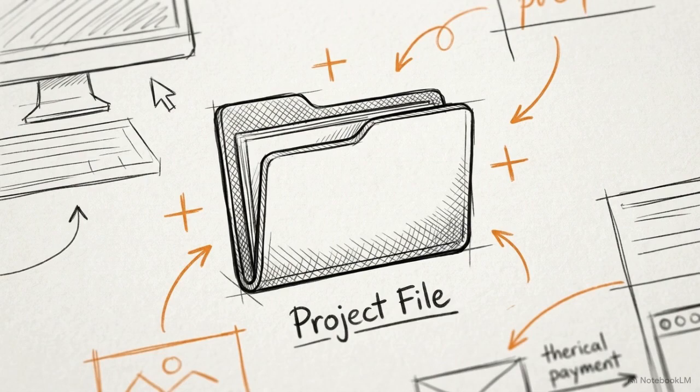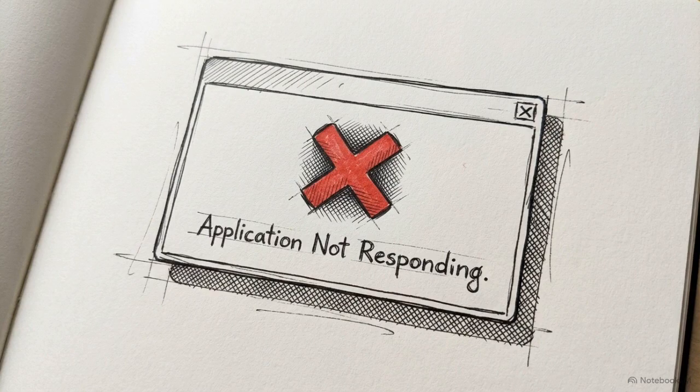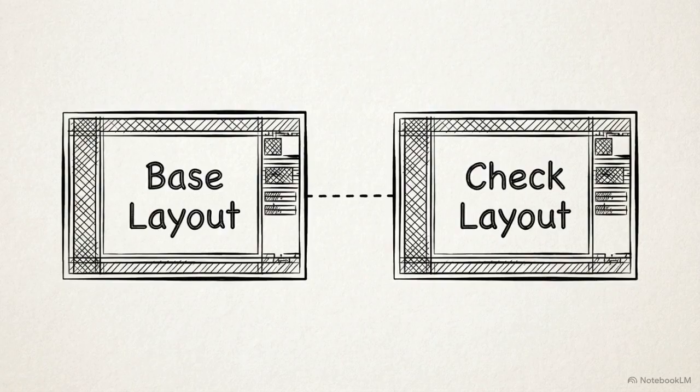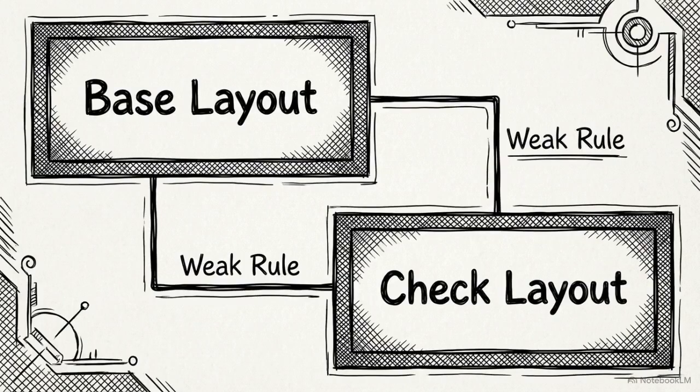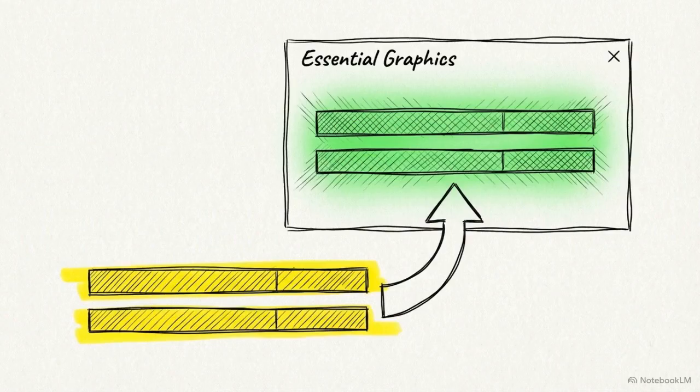When a client asks for 3 different focus variations of the same shot, artists often duplicate the entire heavy 4K composition 3 times. This instantly turns a manageable project into a crashing mess. Instead of copying the heavy composition, we use a check layout paired with After Effects Essential Properties panel to apply the weak rule in state. Open your main timeline, the base layout. Find the focal point and blur radius inside your depth plugin and drag those specific values up into the Essential Graphics panel. This exposes them as master properties.